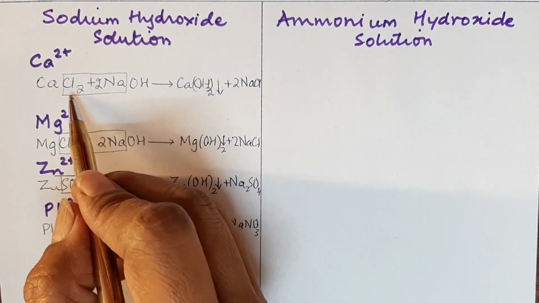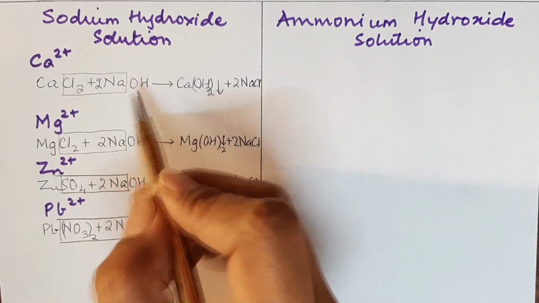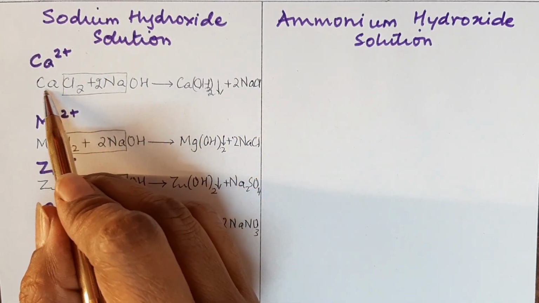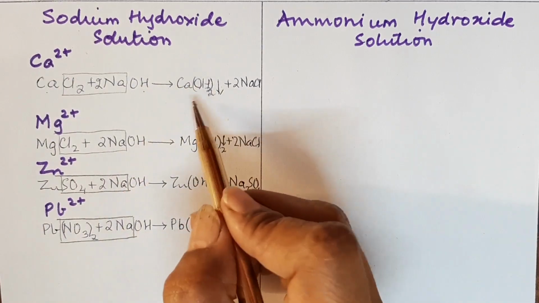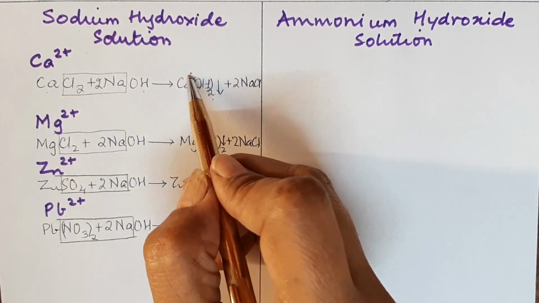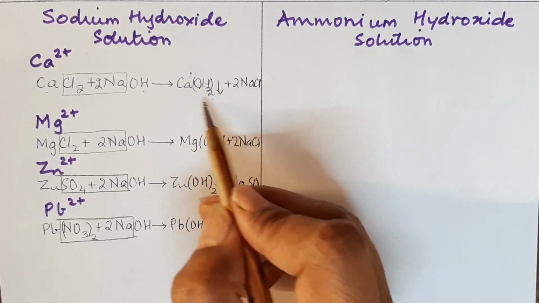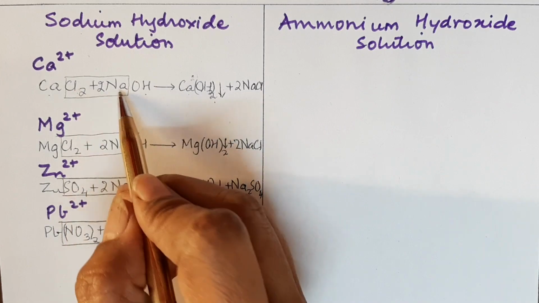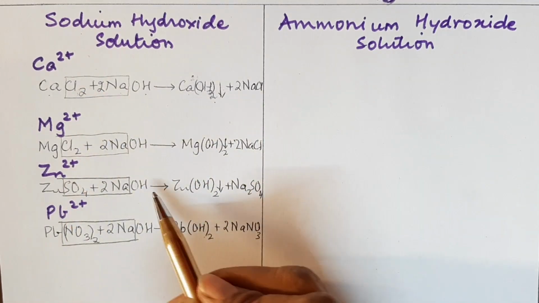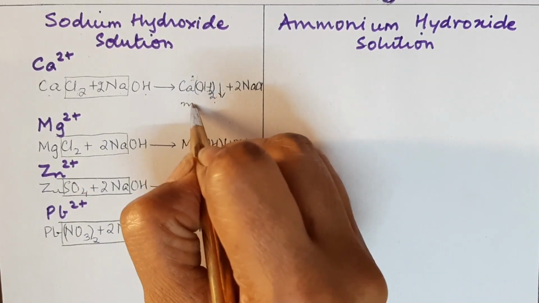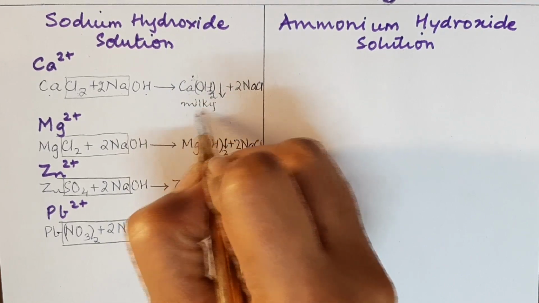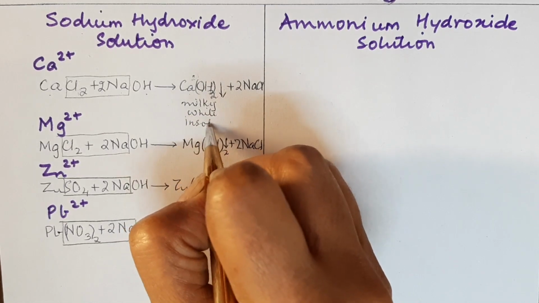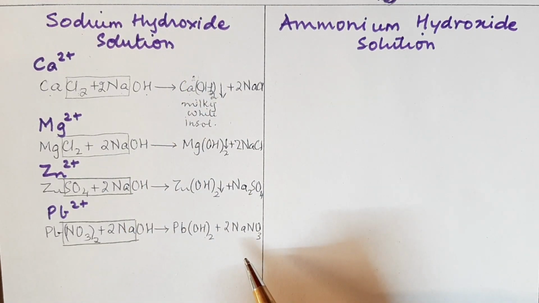Now, CaCl2 solution with NaOH solution will do a double decomposition reaction, and then Ca with OH will give us Ca(OH)2 because Ca is valency 2 plus, and so with crisscross it will give us Ca(OH)2 plus 2 NaCl. 2 Na and 2 Cl will give us 2 NaCl. Now this one is a milky white precipitate, and it is insoluble in excess of sodium hydroxide.